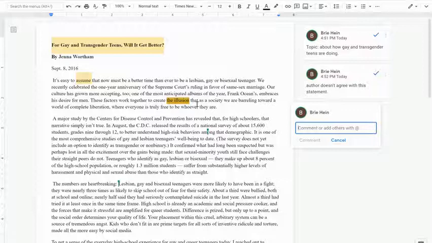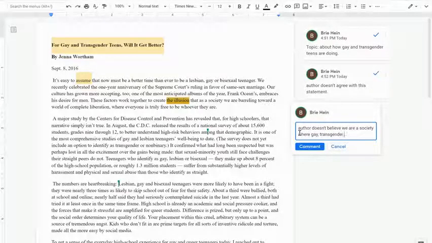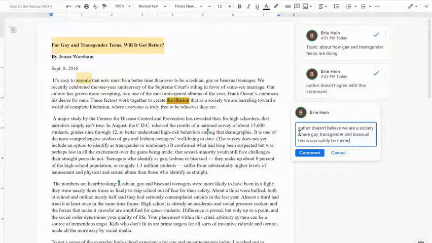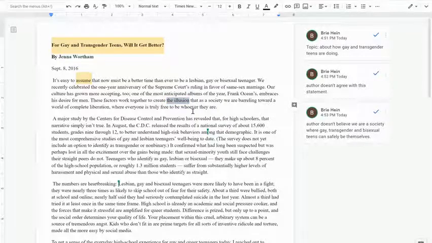And so I'm thinking maybe it looks like the author doesn't believe we are a society where gay, transgender, and bisexual teens can safely be themselves. That seems to be what the author is saying so far, but again, I'm not quite sure. Is the author trying to argue with this piece? Are they just trying to inform us that is not the case? I'm not sure yet, so I'm going to keep reading.